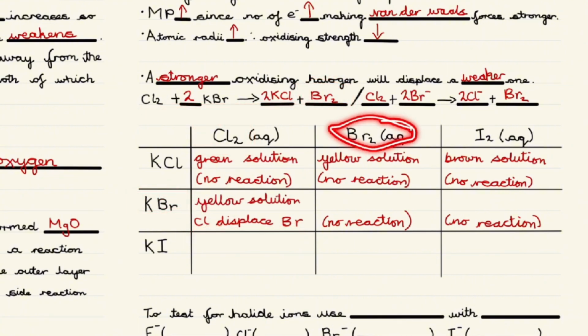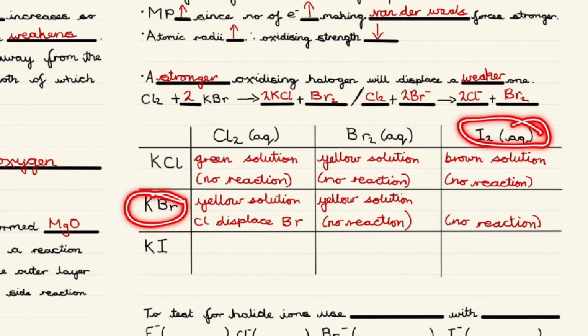And then once again here we're adding Br2, but there's no reaction, so we're just going to be left with Br2 and KBr. And once again, that Br2 is the thing that gives us the color, and Br2 is a yellow solution. And then we have iodine with potassium bromide, and we know that iodine is a weaker oxidizing agent than bromine, so like we said, there's not going to be a reaction.